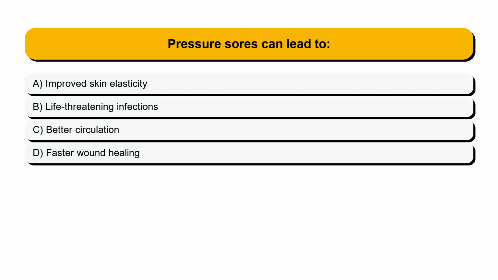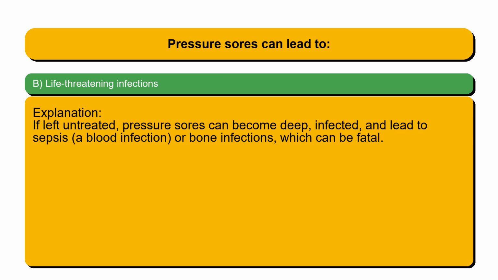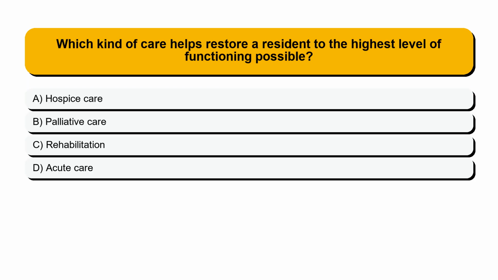Question 37. Pressure sores can lead to: option A, improved skin elasticity. Option B, life-threatening infections. Option C, better circulation. Option D, faster wound healing. The correct answer is option B, life-threatening infections. If left untreated, pressure sores can become deep, infected, and lead to sepsis, a blood infection, or bone infections, which can be fatal.